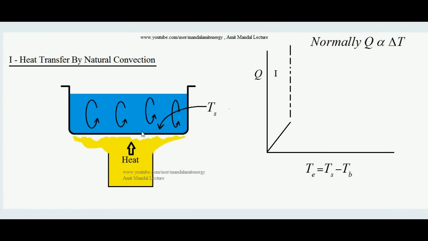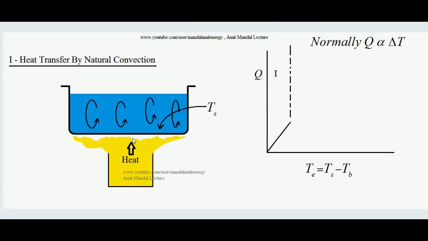Now, what are the different regimes or phases of boiling? You can see that ΔT excess has started from this point. With increment of ΔT excess, the heat transfer rate is increasing. The first regime of boiling is called heat transfer by natural convection. Why is it called heat transfer by natural convection?